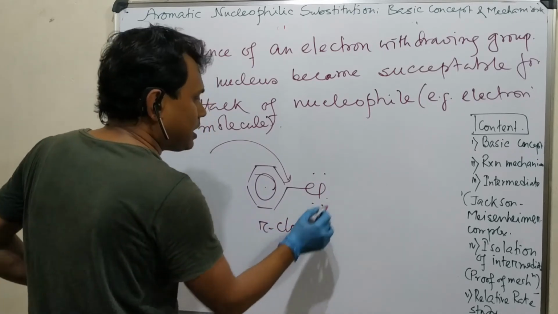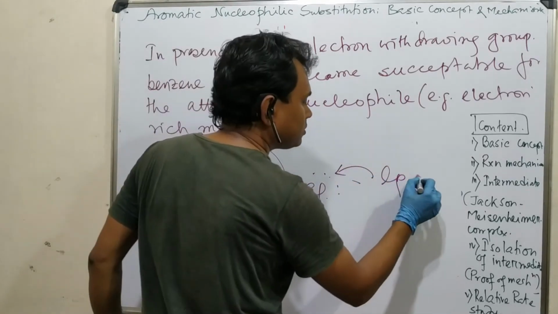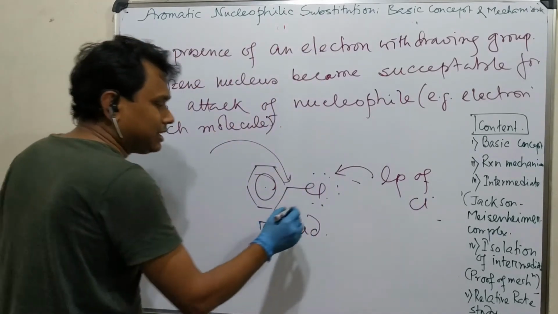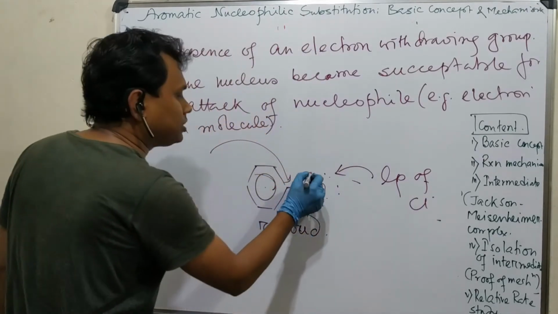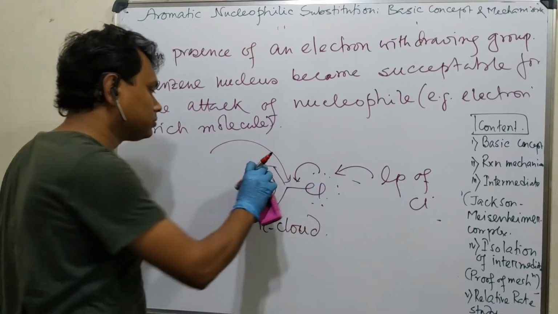Okay, the pi cloud: front side attack is not possible because of the lone pair of chlorine. Another thing, the most important thing, is the multiple bond character between this carbon and chlorine. Why and how?